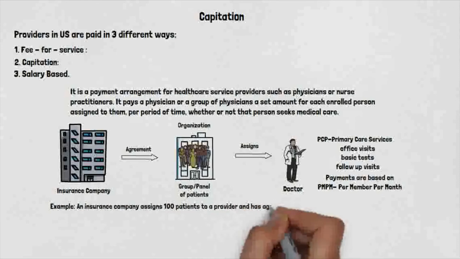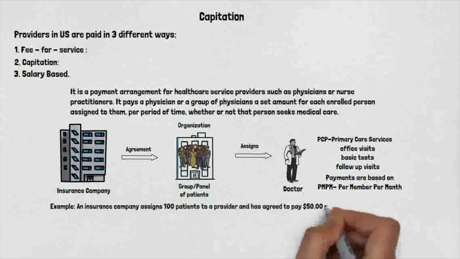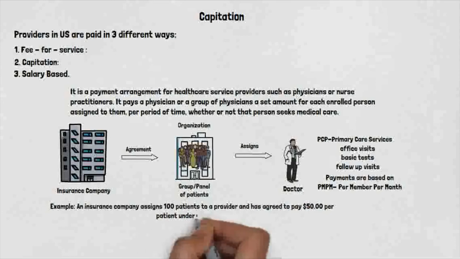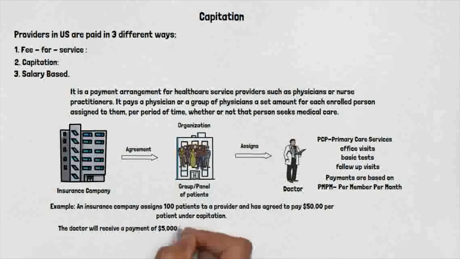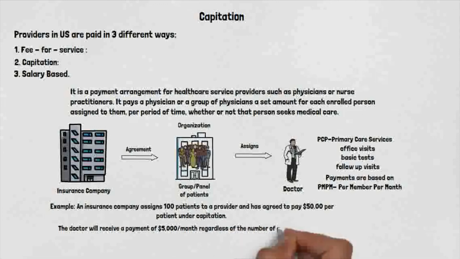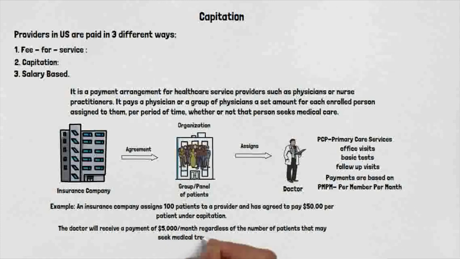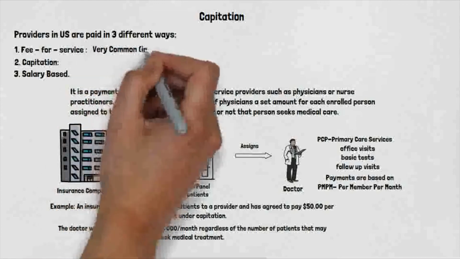Now, let us take an example. An insurance company assigns 100 patients to a provider and has agreed to pay $50 per month per patient under capitation. Now, if you do the calculation, the doctor will receive a payment of $5,000, which is 100 into 50, regardless of the number of patients that may seek medical treatment.